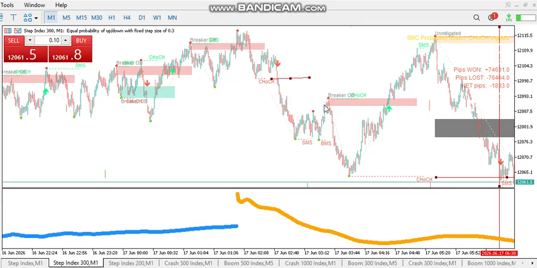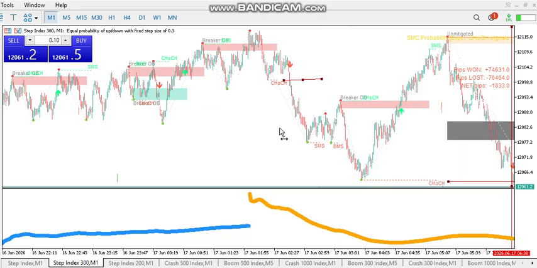You can see what the market did. The market went down on a massive trend. So let's look for more.